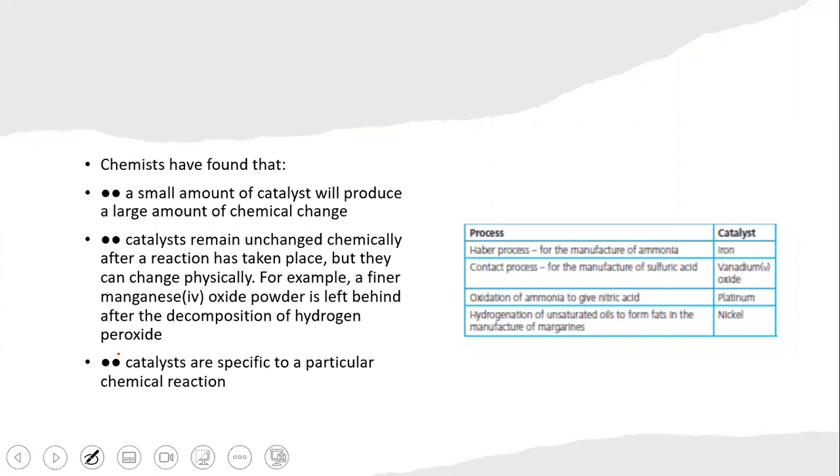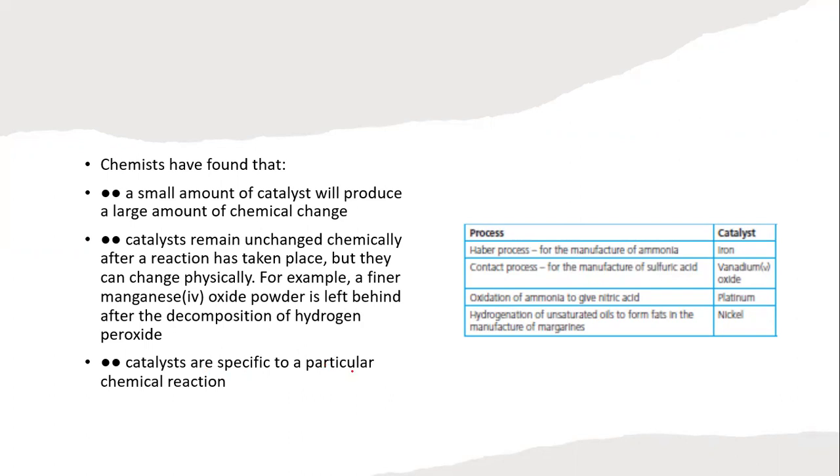in the rate of reaction. Catalysts remain unchanged chemically, but they can change physically. So chemically, for example, if I'm using iron, it will stay iron. It will not turn into any other compound, but they can change physically. For example, if I was putting a lump of iron, that can turn into a powder. So physically, they can change. They can go from lump to powder, but chemically, it will stay iron. The formula will not change.